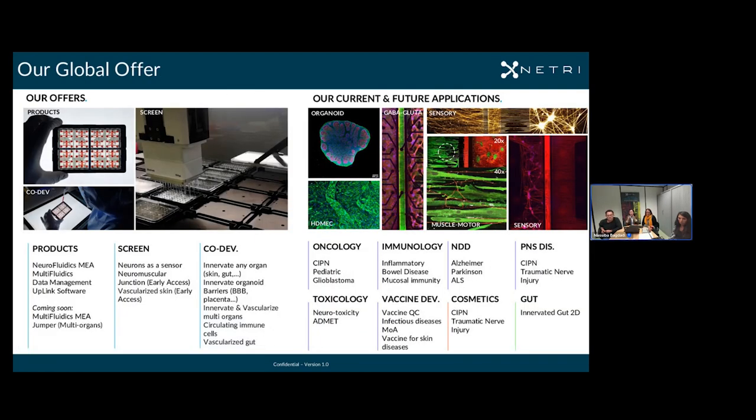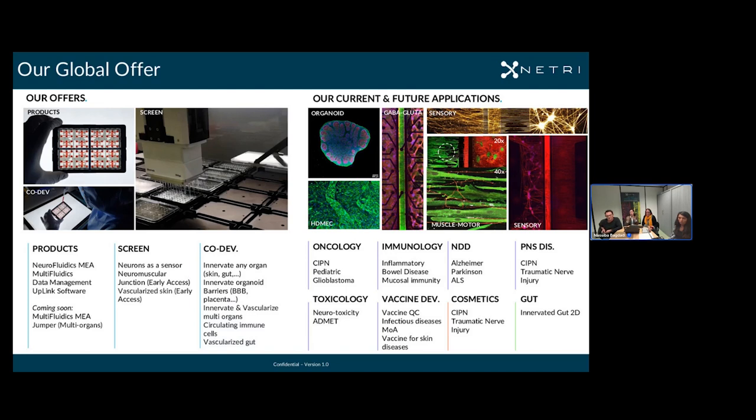To sum up what we have today at NETRI, if you're interested in our devices, we can obviously sell unique devices if you want to test our products directly in your lab. Of course, we also propose screening. We have developed a couple of different platforms for screening of drugs.